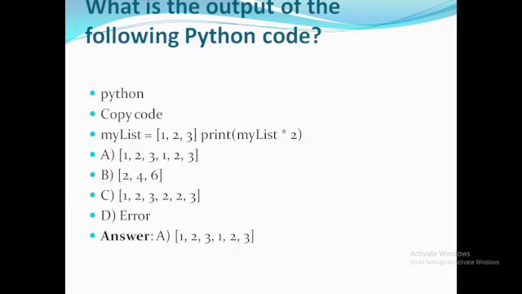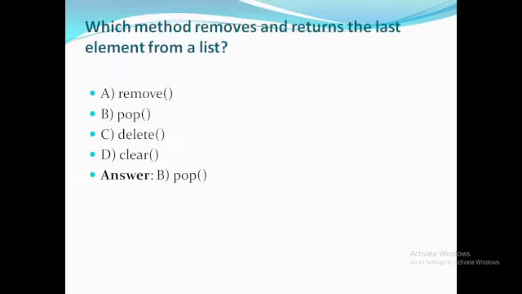So what will be the answer? Whether it will be 1, 2, 3, 1, 2, 3, it has to be multiplied by 2. So the answer will be 1, 2, 3, 1, 2, 3, which means the list will be printed 2 times. This kind of question could be important for your class 12 board examination as well as the competitive examination also.